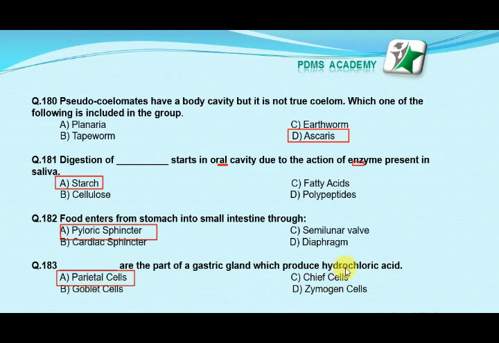while the other cells secrete other things. Goblet cells produce mucus in the gastric gland, and chief cells or zymogen cells produce pepsinogen, which is converted into pepsin by the HCl. So parietal cells or oxyntic cells produce HCl. Our correct answer is A.